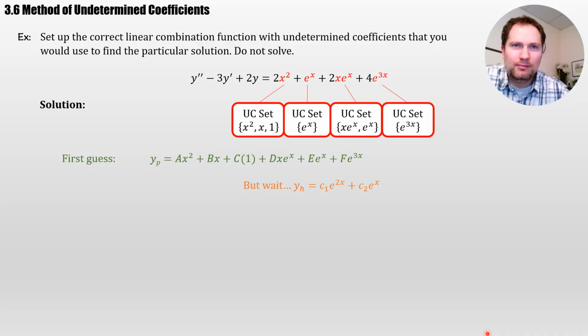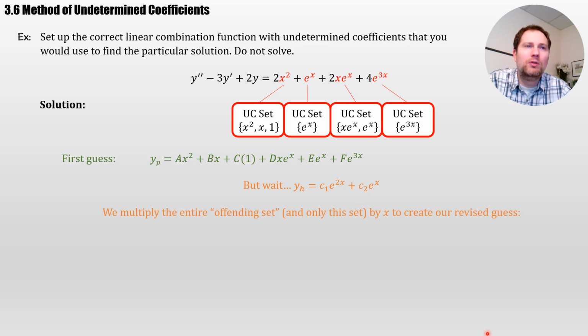But wait, if you look at the homogeneous solution, you'll see that it has the form C1 e to the 2x plus C2 e to the x. So let's now look for overlaps between that and our UC sets that are in those red boxes. So what do we see? Well, e to the 2x is kind of safe, right? So we're okay with that. It doesn't overlap at all. But e to the x does overlap. And so there's only one offending set here. You don't have to multiply all of these by x, right? Don't multiply all the red boxes by x, just the offending box.